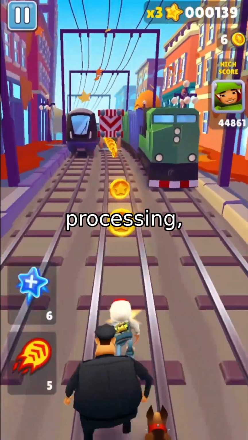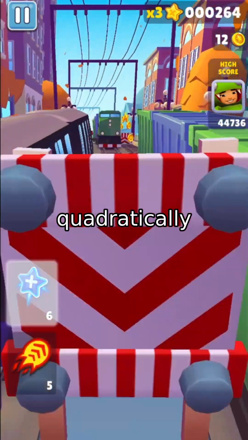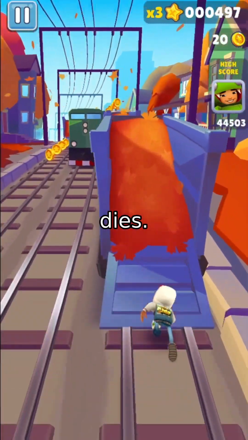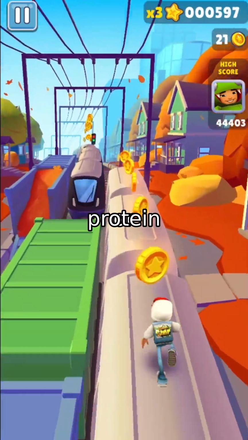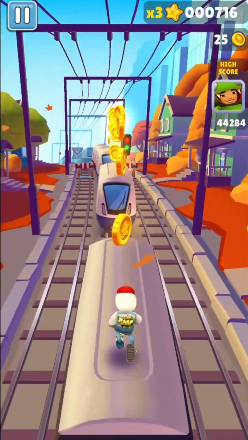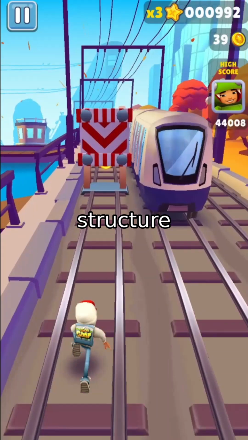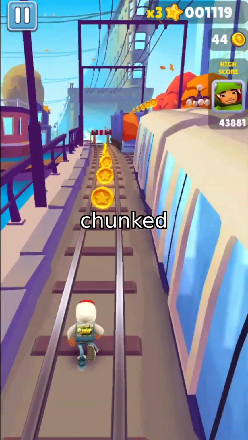In traditional full graph processing, memory scales linearly, then quadratically with system size. You hit VRAM limits, the runtime crashes, and the simulation dies. For materials discovery or protein folding, that's a hard stop. Researchers solved this by changing how the graph is processed. Instead of loading the entire structure into memory at once, they implemented chunked inference.